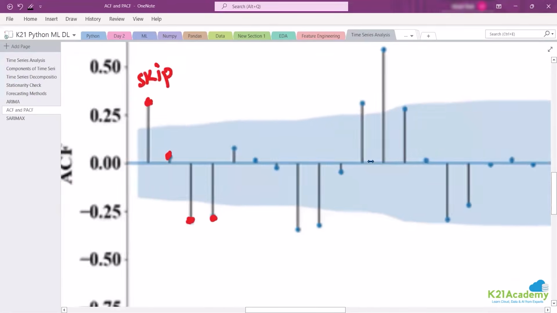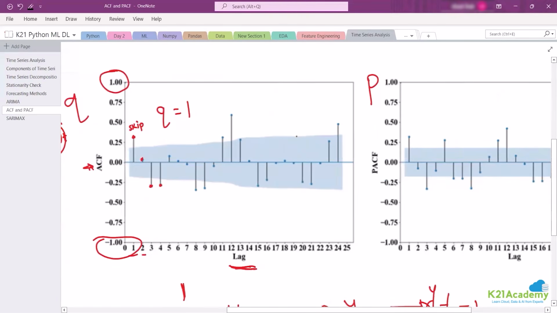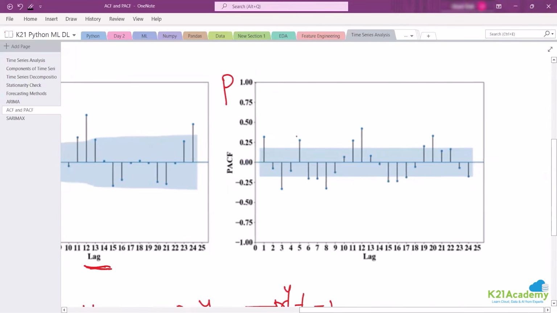So in this region only. Suppose this one is the first lollipop after the initial lollipop, which comes inside this region. Okay, so we can say that here we are having q equal to 1. Now suppose over here as well.